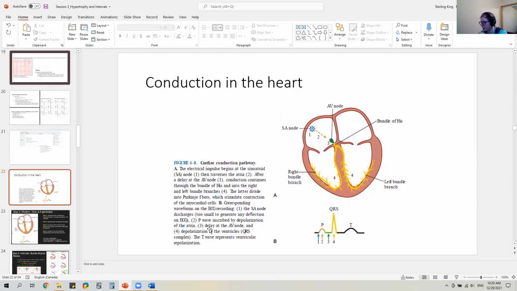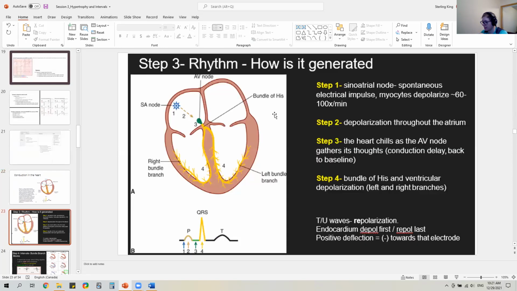So, conduction in the heart. You know the SA node would depolarize, goes through the atrium to the AV node into a delay, and then the bundle of His fires through the Purkinje fibers, the ventricle contracts. And then we get the PQRST. And so I already described that, but just SA node, AV node, bundle of His, Purkinje fibers.